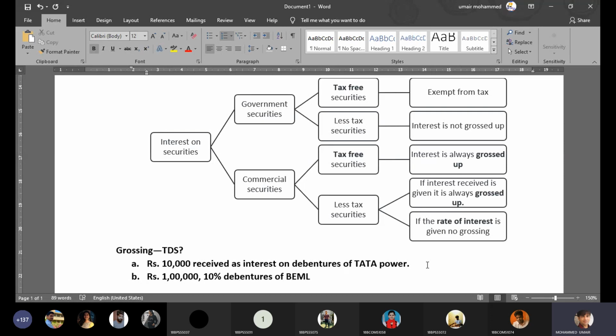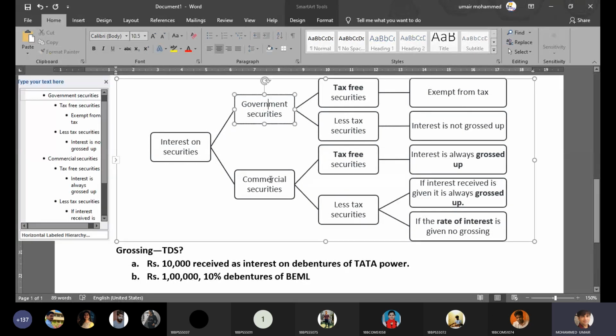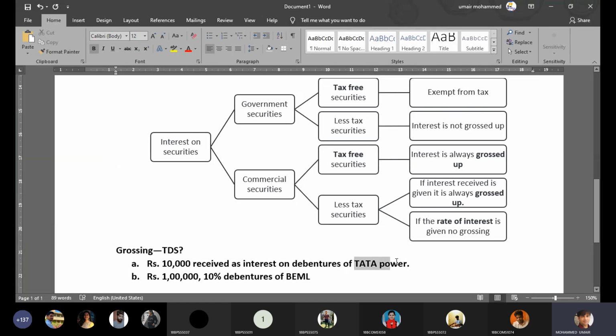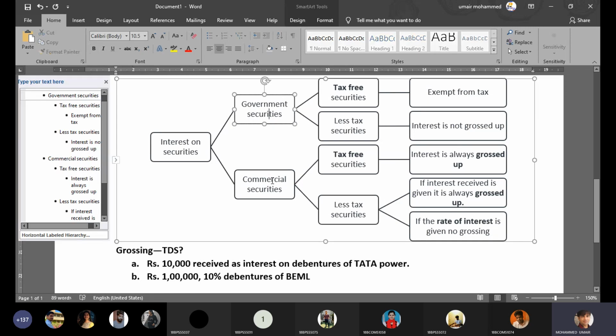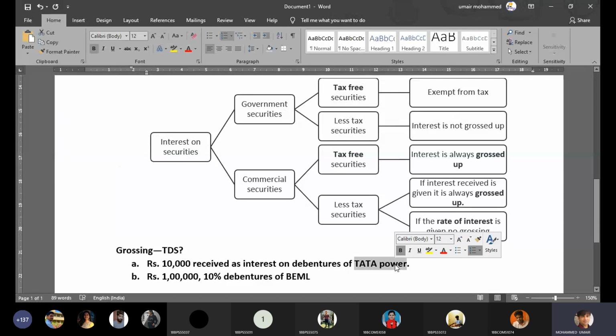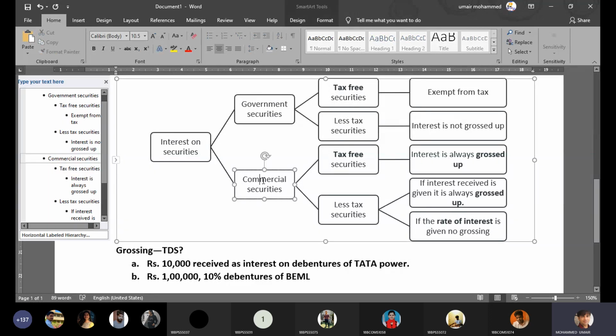Okay, so the transaction is like this. The moment you see a transaction, your first job is to classify whether the security is government or commercial. That is your first job. So is this Tata Power government security or commercial security? The answer is Tata Power is a company, so it's a commercial security. Okay, so you have done the first step.